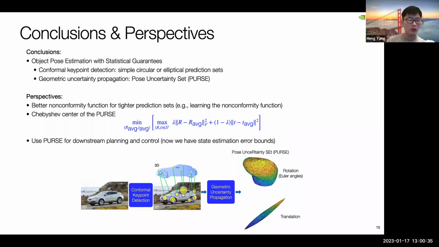In robust control, people always talk about how when your state estimation is bounded, then you can design a robust controller. But the sad story was that in many cases, state estimation gives you zero bounds, right? State estimation cannot offer you any error bounds. But now that we have state estimation giving us error bounds, how can we incorporate these error bounds into the downstream planning and control? I think that's another interesting direction to explore in the future.